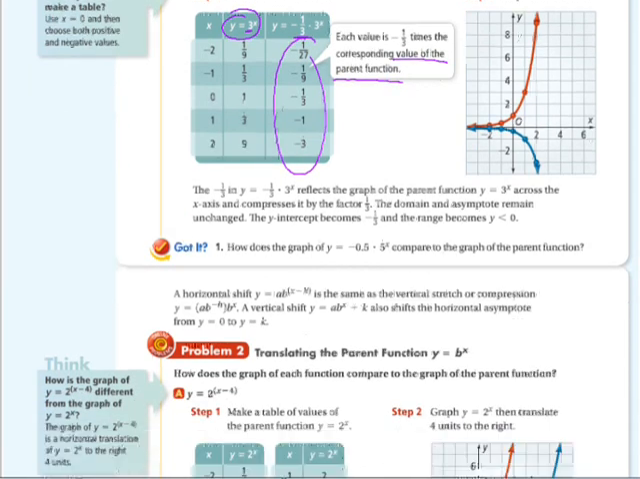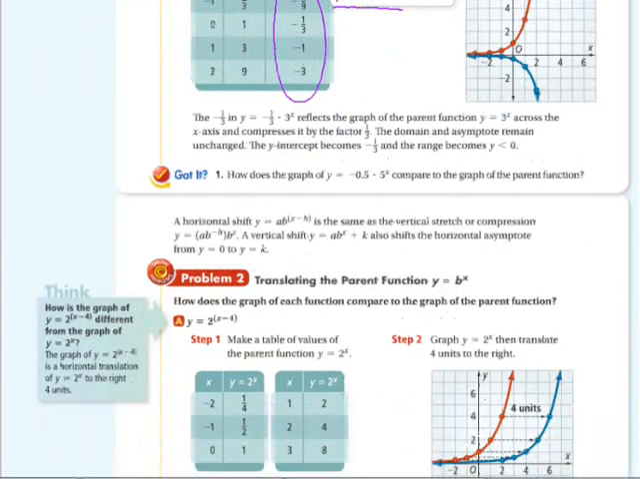Pretty self-explanatory stuff here. Let's take a look at how the graph of y equals negative 0.5 times 5 to the x compares to the graph of the parent function, which is y equals 5 to the x.